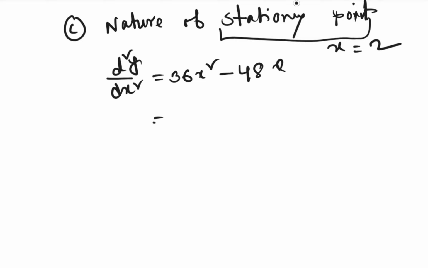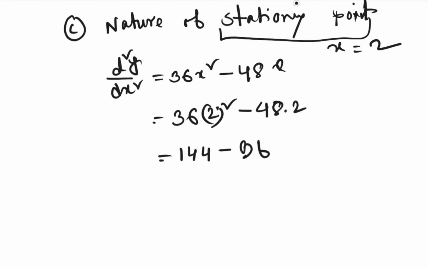Now plug in the value here, 36 times 2 whole square minus 48 times 2, so we have got 144 minus 96, so we have got 48, which is actually greater than 0, as the second order differentiation d square y over dx square, the value is greater than 0. It means that the nature of the stationary point is minimum, right?